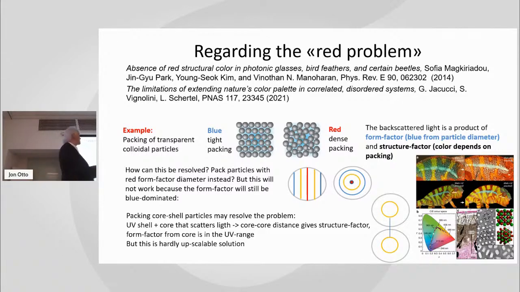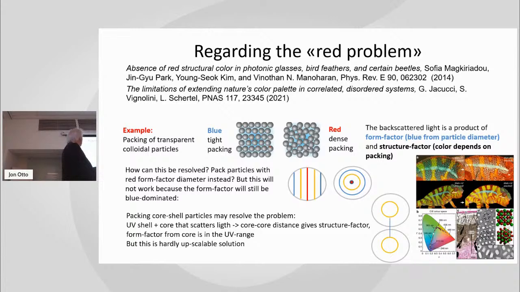But the backscattered light is always going to be a product of a form factor, which is interference from internal interference in the particles, and the structure factor, which is the distance between the particles, how they are organized. So if you have red packing, you will always have the form factor from the particles, and that will kill the red color. So you cannot get red just by making the packing more loose, because it's always going to be dominated by the form factor.